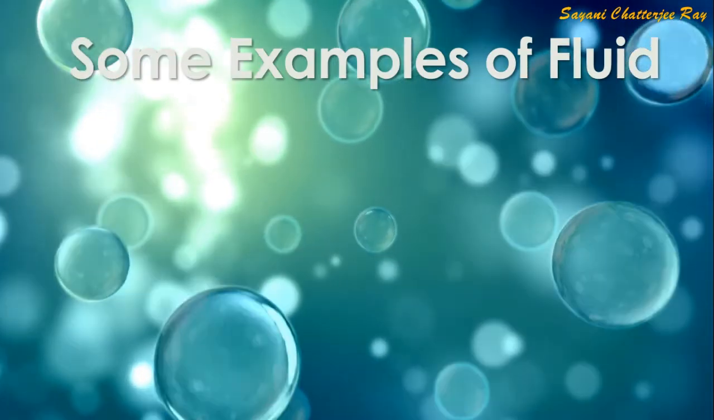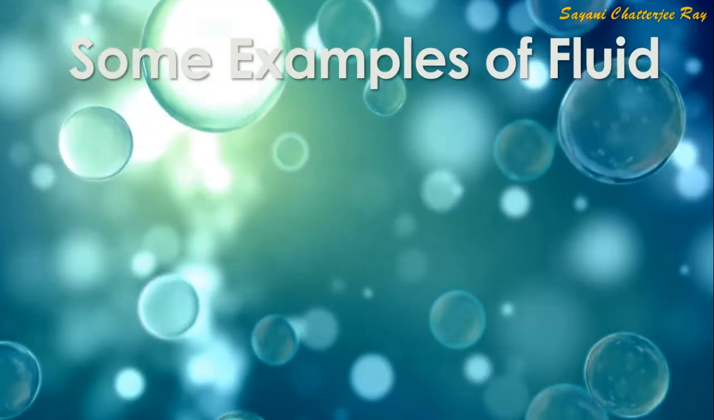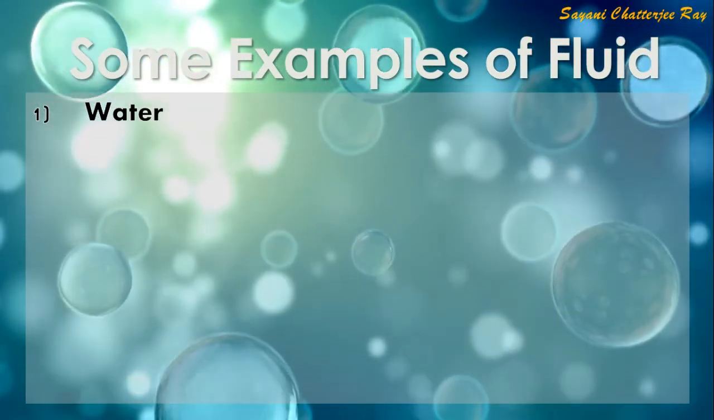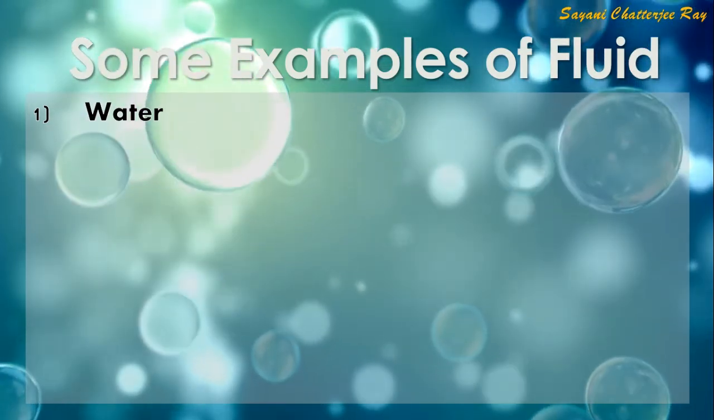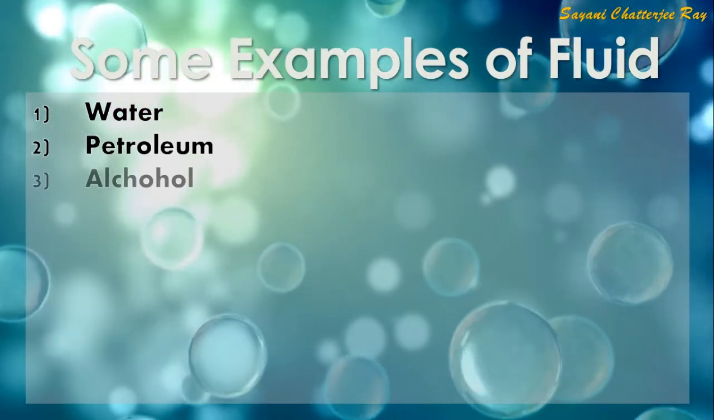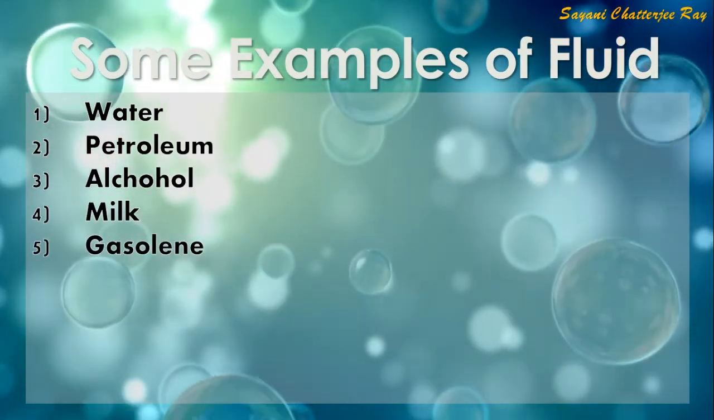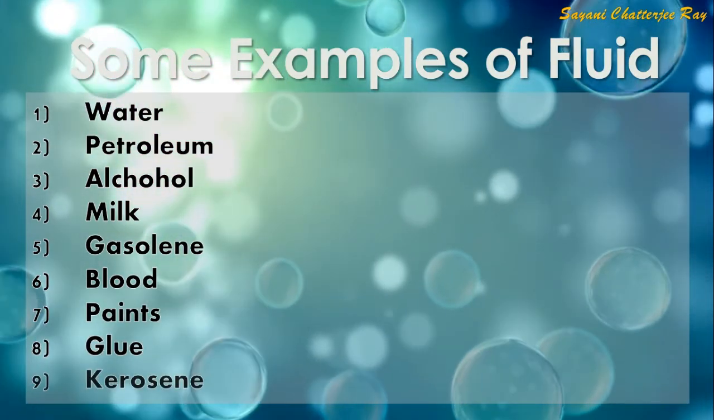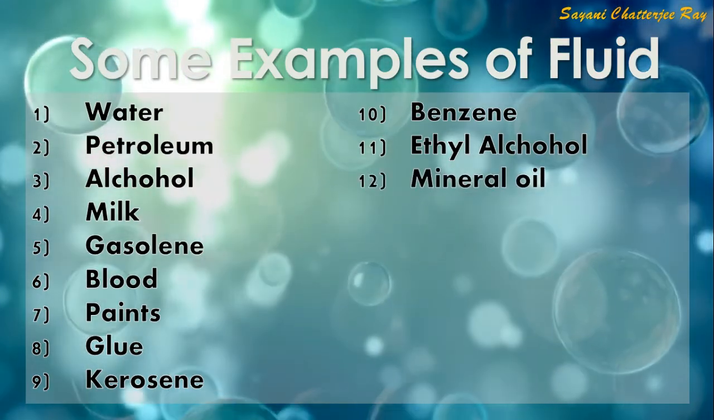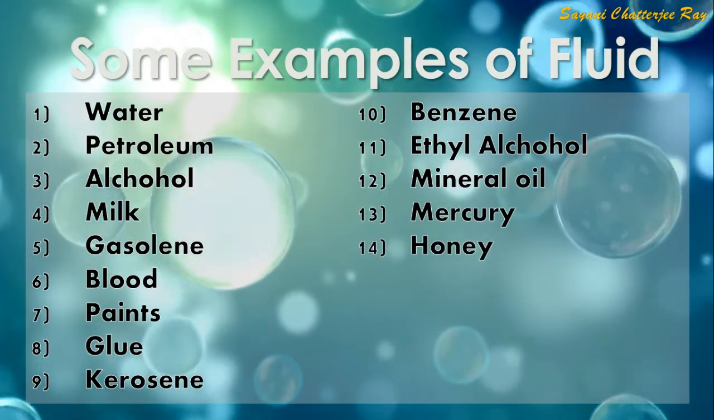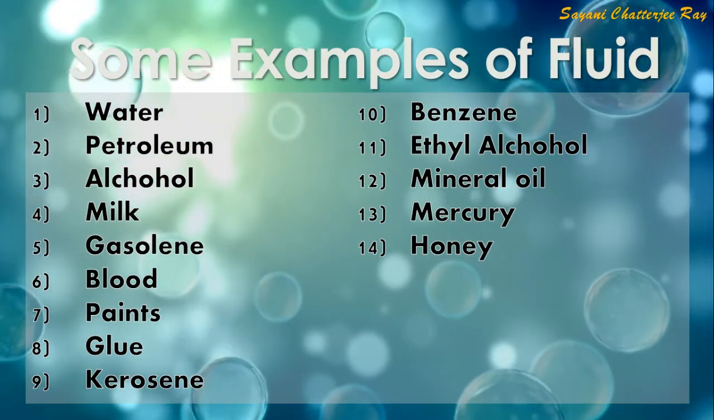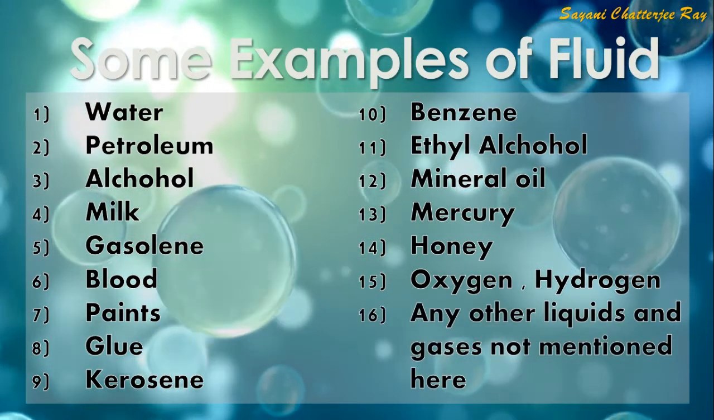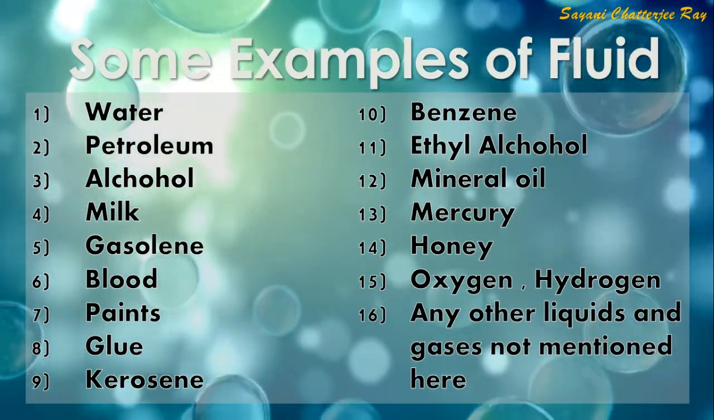Now let's quickly check out some common examples of fluids which we see around us in our day-to-day life. First one is very important, that is water, without which no living beings or human beings can exist on the surface of the earth. Next is petroleum, alcohol, milk, gasoline, and yes, blood is also a fluid. Paints, glue, kerosene, benzene, ethyl alcohol, mineral oil, mercury, honey, which is also essential for the well-being of human beings, oxygen, hydrogen, and any other liquids or gases which are not mentioned here in this video.